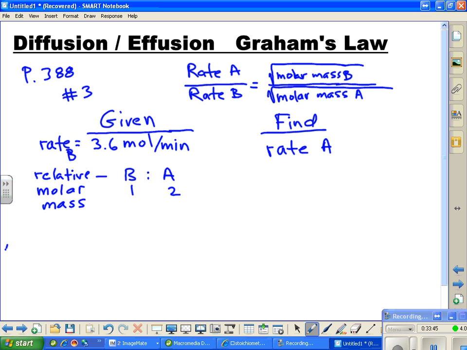Okay, the rate of A is what we don't know. Am I correct here? What is the rate of B? 3.6. And that's moles per minute. Okay, is equal to the other side. What is the molar mass of B? Molar mass of B has got to be up here, correct?